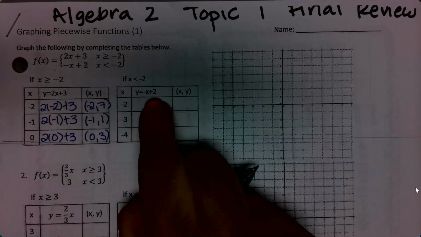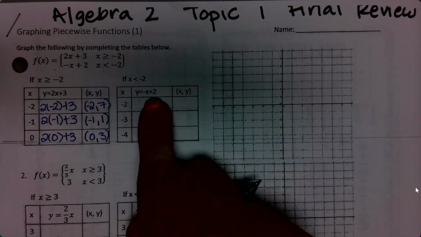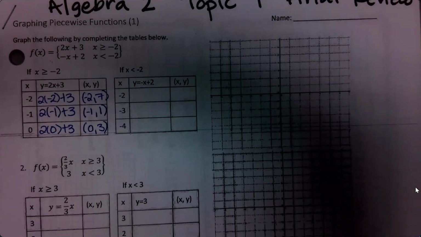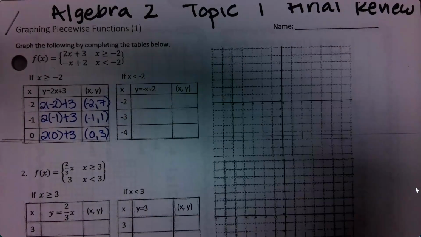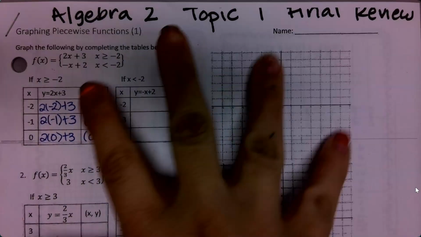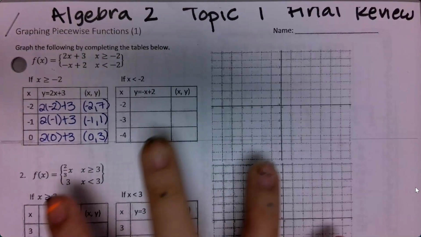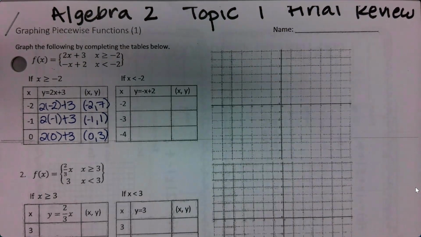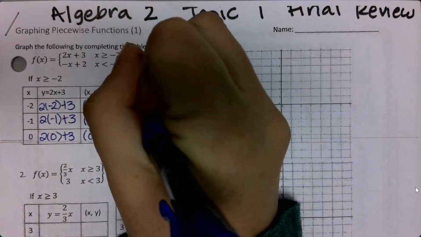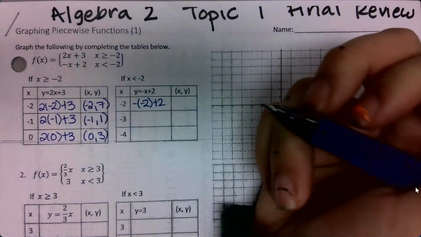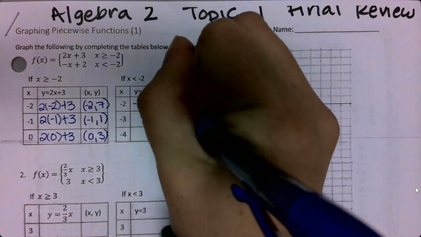Then I have my second equation I use if my x value is less than negative 2. I am going to... Why are the colors off? There you go. On this one, I'm going to plug in negative 2 again. So I have negative 2 plus 2. Negative 2 is positive 2, plus 2 is 4.